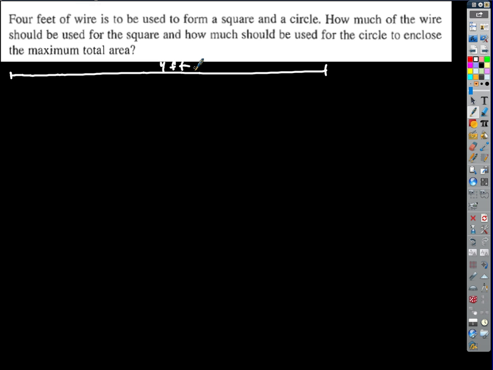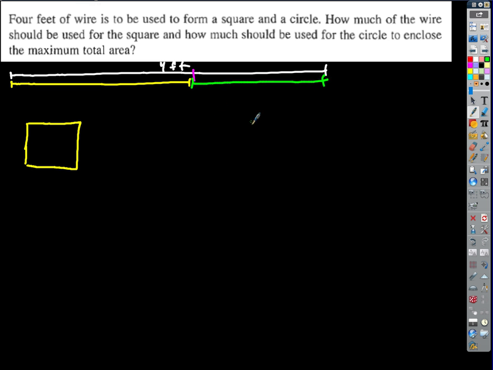See what we're getting at? So if we make the cut, let's say right here, then this piece from there to there is going to be bent into, let's just say, a square. And this piece from there to there, we're going to turn into a circle. And we want the total area of the 2 shapes to be maximized. Okay? So what do you think? How do you set this one up? This is a really cool question.